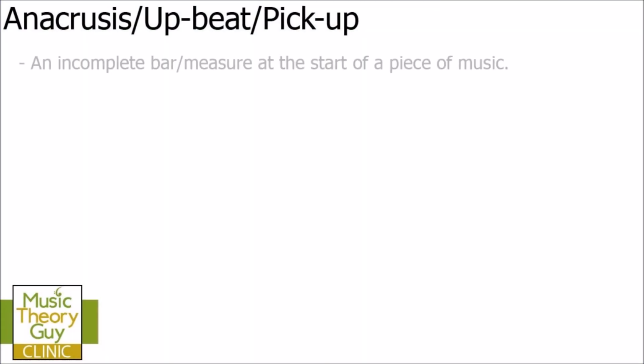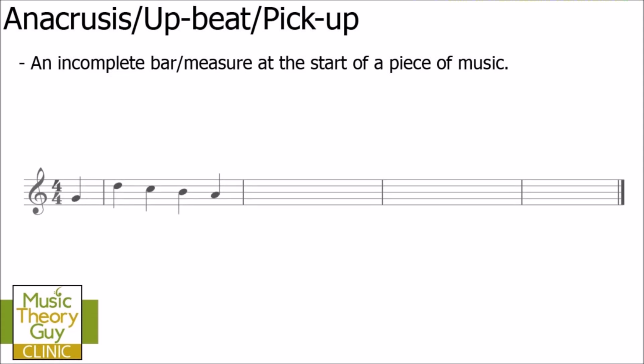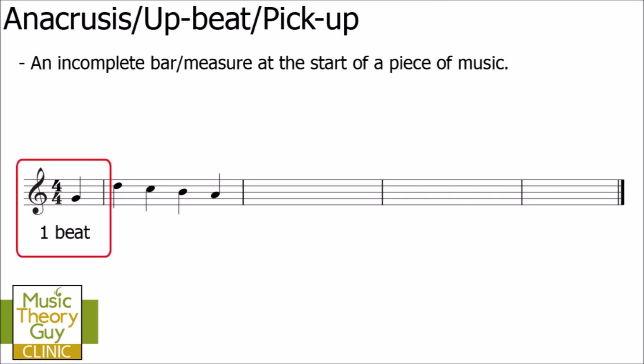Now, in a nutshell, an anacrusis is an incomplete bar or measure at the start of a piece of music. And here's a very simple example. Here's a melody, or the start of a melody, that's in 4-4. But as you can see, the first bar or measure only has one beat in it. Because there is only one beat, or less than four as there should be, this is an anacrusis.